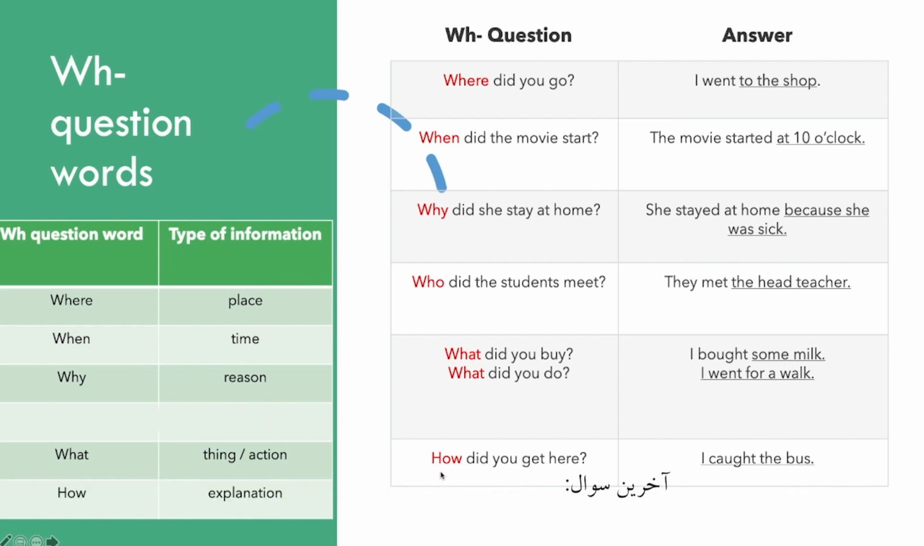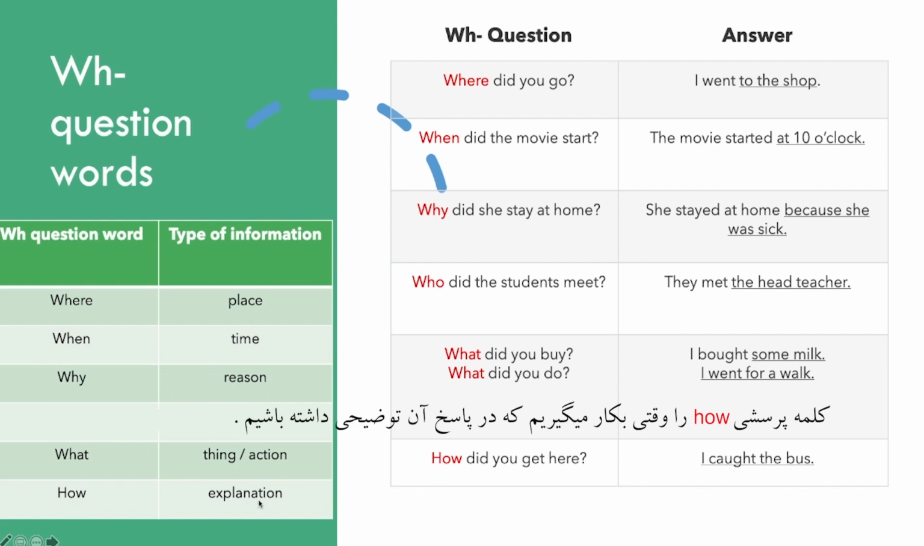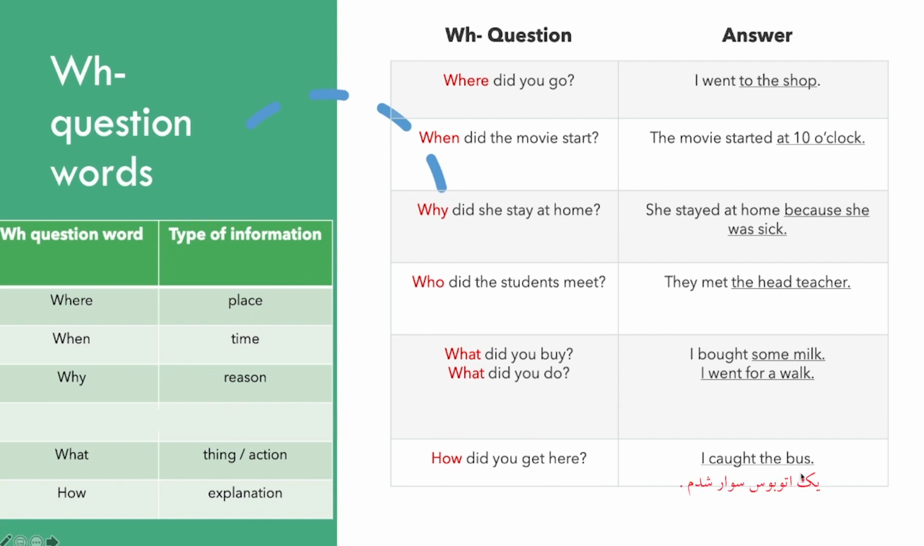The last question, how did you get here? So we use how for an explanation. How did you get here? I caught the bus.